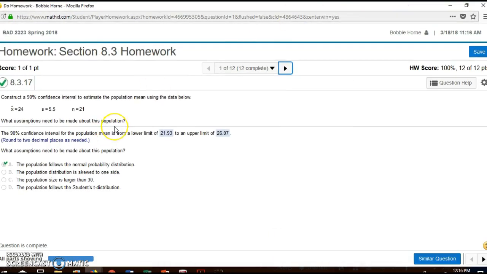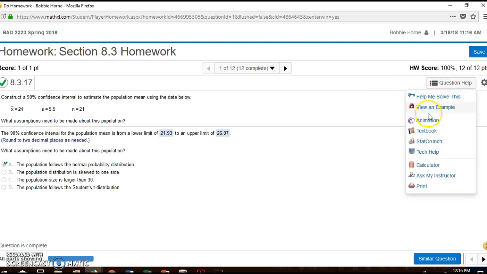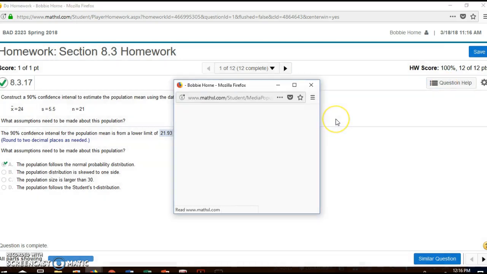Okay, we're going to look at section 8.3. In this section, there are several problems on confidence intervals. Some of these problems you will work by hand, and others you will work using StatCrunch, or if you want to use Excel. But on the first question, since we do not have a table, we are going to use StatCrunch. So you go to StatCrunch.